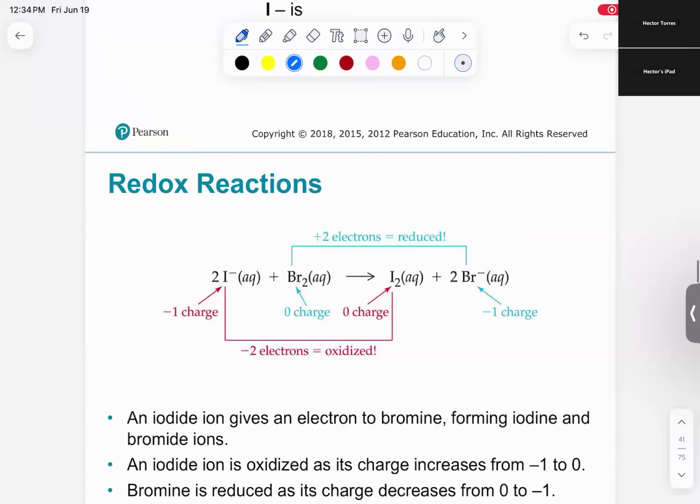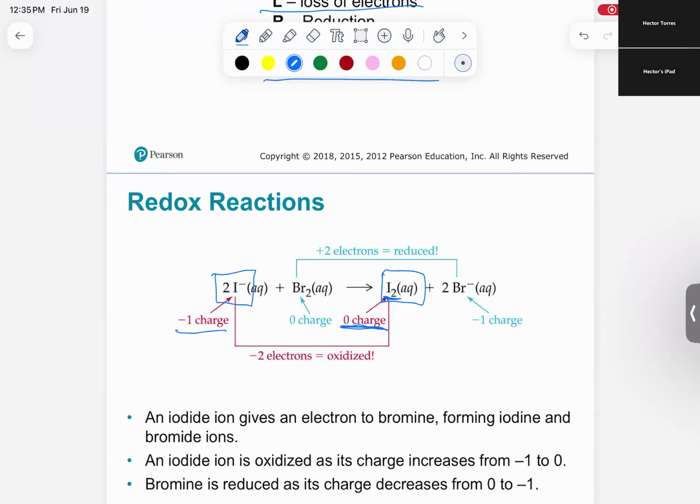How we do that is we look at the oxidation number of the product versus the oxidation number of the reactant. So over here I can see I had I negative, so it has a -1 charge, so it has an oxidation number of -1. And then over here in the products, I can see it's by itself, so it has an oxidation number of 0. So if I go from -1 to 0, I gained 2 electrons, and I gained 2 electrons because of the coefficient in front. So it gained electrons, it's oxidized.